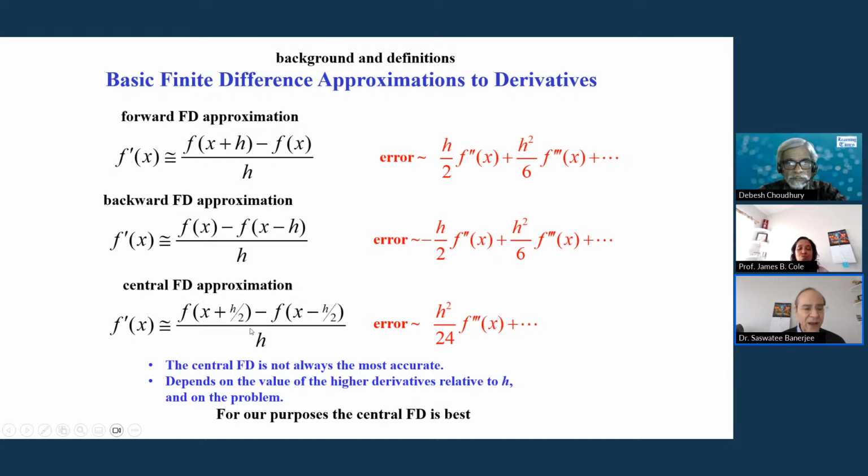Finally, there is the central finite difference approximation. At the point where we want to know the derivative, we go one half step forward, one half step backward. That's why it's called central. And here the error is proportional to h squared. Now, in general, the central finite difference approximation is the most accurate. But if this third order derivative happens to be very large, it may not be the best one after all. But for the purposes of solving Maxwell's equations, the central finite difference approximation is the one we're going to use.